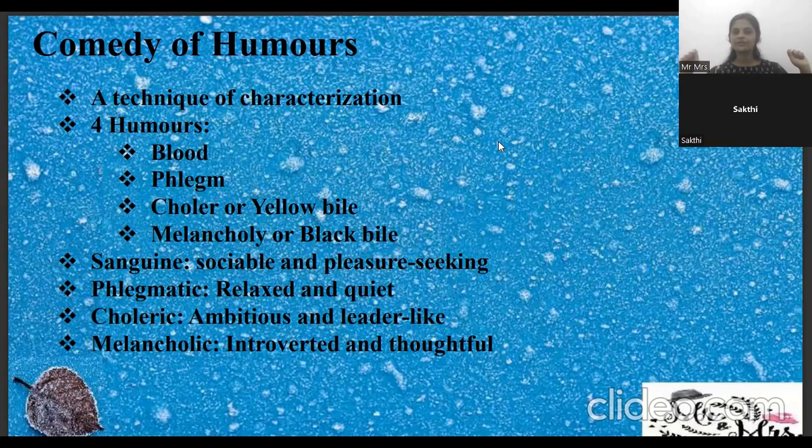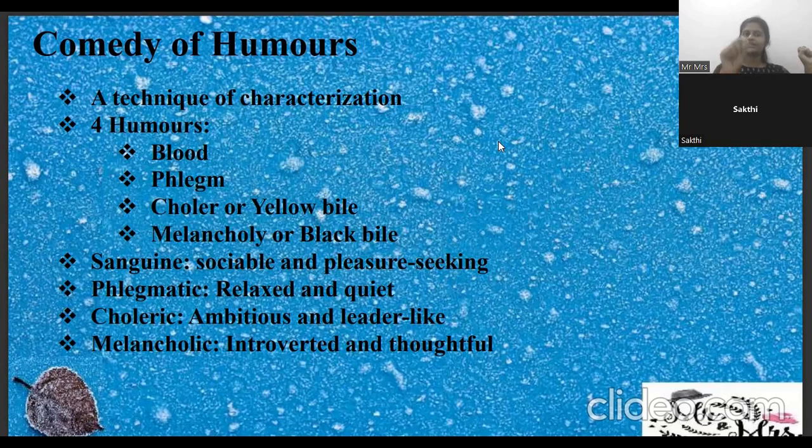With this kind of thing he can develop and explain the characteristic features of a person. For example, I guess you are not familiar with the works of Ben Jonson, so take Shakespeare's Hamlet. While analyzing Hamlet, we can say definitely he is not a sanguine person in that particular drama. He's not sociable, not pleasure seeking, not relaxed and quiet, not ambitious or leader like. He is introverted and thoughtful in all his ways. So we can say that Hamlet is a character dominant with black bile, a very melancholic type of person.